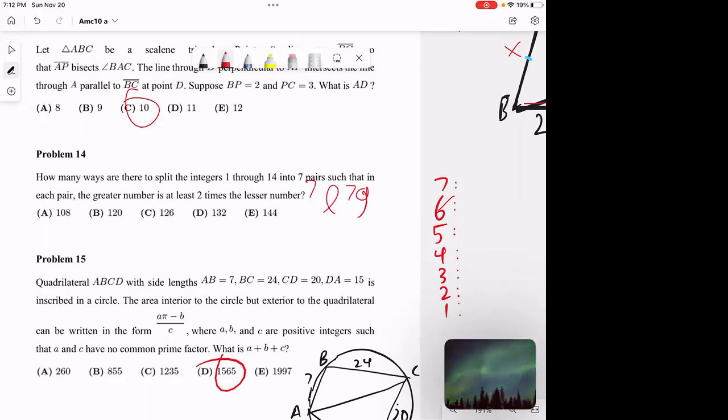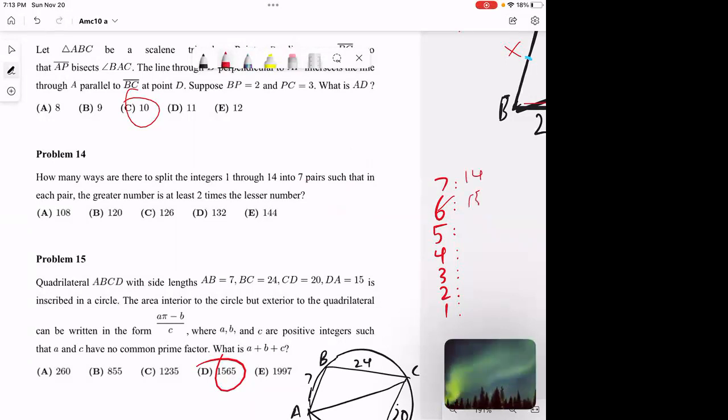And then these 7 must be the 7 lesser ones, right? Because if any one of these, like 2, is the greater one and it's linked up with 1, then we take one of these greaters and we need another lesser. But then 8 can't be a lesser because 8 times 2, 16, is out of this set. Therefore, these 7 must be the 7 lesser numbers. So 7 must go with 14, right?